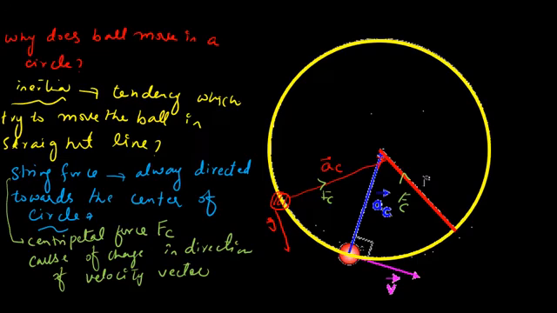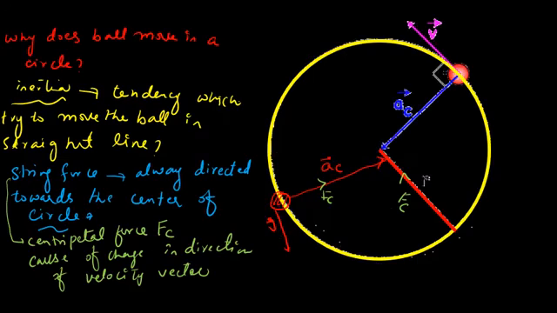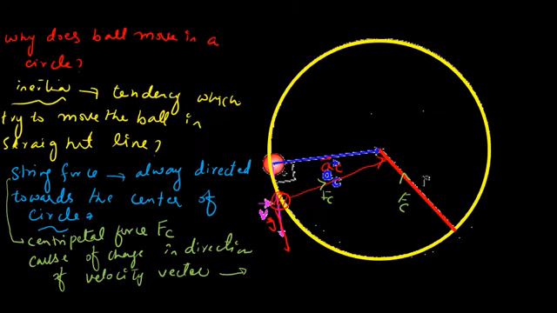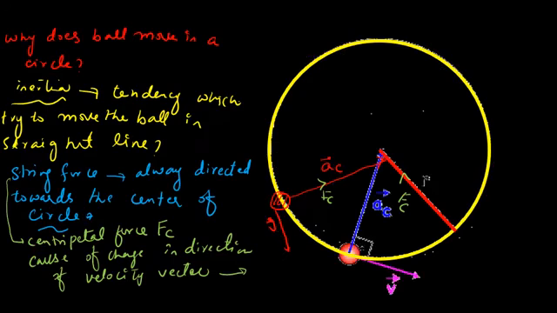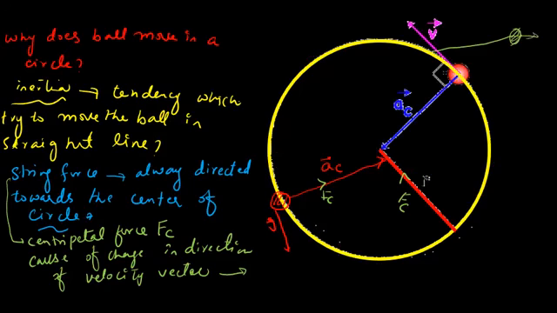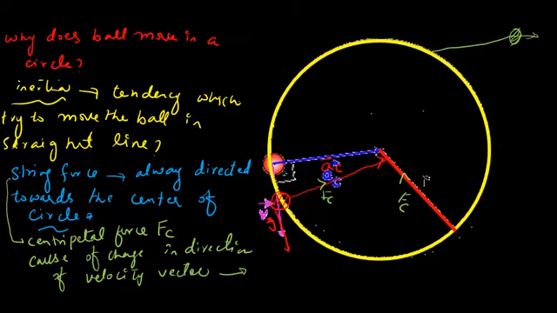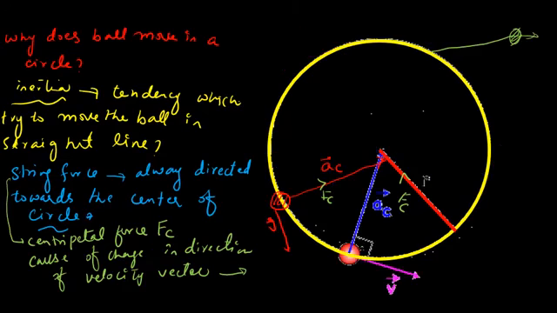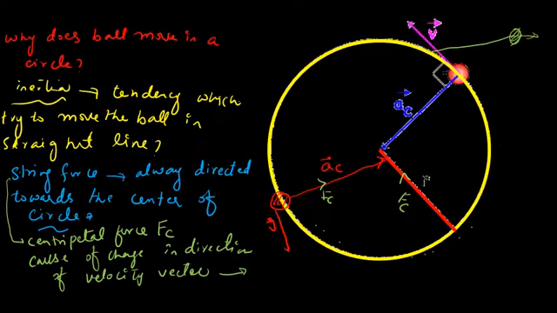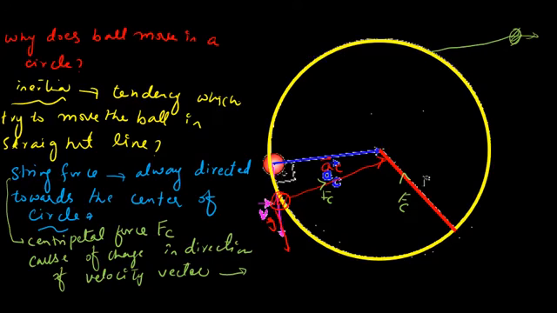So if we stop applying this force, then where will this ball go? This ball will move tangent to the circular path. It will move in a straight line. So when the string breaks at any point, the ball moves in a straight line, tangent to the circular path.